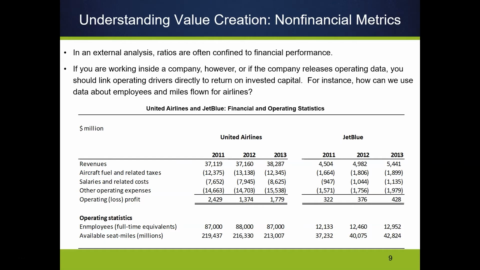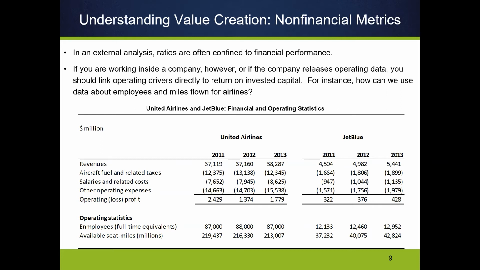And so that's why you see these numbers being huge, right? This is available seat miles in millions, which for United means in 2013 they flew 213 billion available seat miles, and JetBlue had 42 billion available seat miles. So clearly United is much bigger. We can see that in the revenue numbers, we can see that in all the numbers. That's, again, why we're doing ratios from the start.